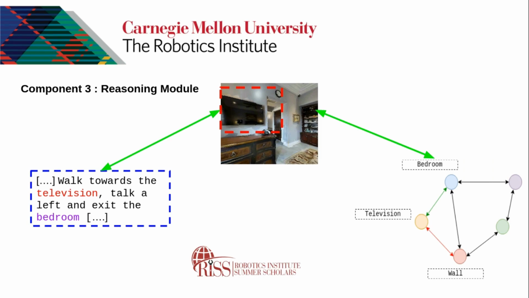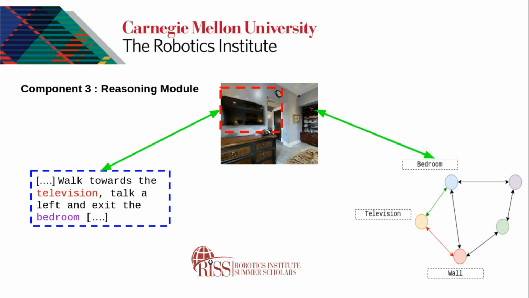In the reasoning module, we task the agent to predict the object which is most relevant to the scene and to the supplied instruction. The ground truths for these objects are generated from a knowledge graph. We use a knowledge graph from the Visual Genome dataset, and we filter it based on the objects present in the Matterport simulator.